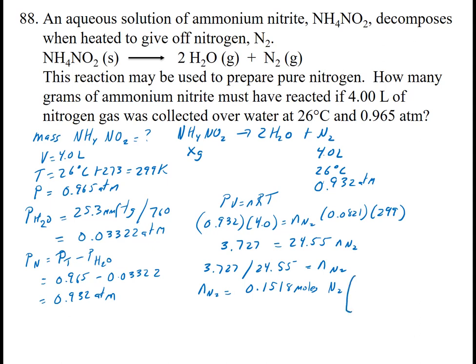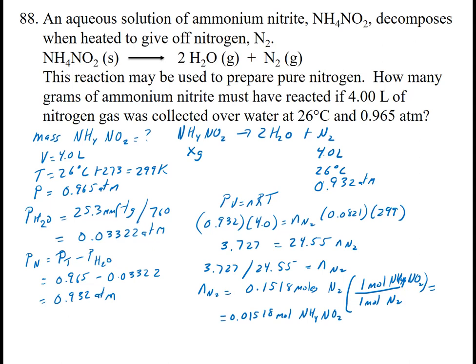Now, that's nitrogen, but I'm asking about ammonium nitrite, so I have to do the mole ratio. I expect you to show this. In this example it's 1 mole of N2 over 1 mole of NH4NO2, which gives me again 0.1518 moles of NH4NO2. I want you to show me this step even if it's 1-to-1, because for the test I will ask for partial credit. This will be worth partial credit even though it is the same answer, so you will lose the partial credit for not showing this step.